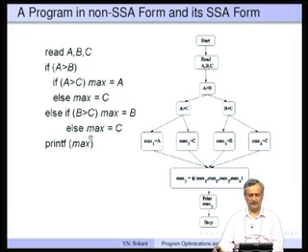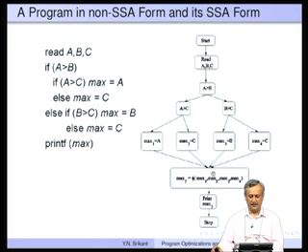Read A, this is just a max finding program. Read A B C, if A greater than B, then check A greater than C, if so max equal to A, otherwise max equal to C. Else if B greater than C, max equal to B, else max equal to C. Then printf max. When this is in SSA form, you start off, then read A B C, then check A greater than B, if so check A greater than C, then max1 equal to A. Let me tell you what these max1 etcetera are, otherwise max2 equal to C. If B greater than C, max3 equal to B, and otherwise max4 equal to C.